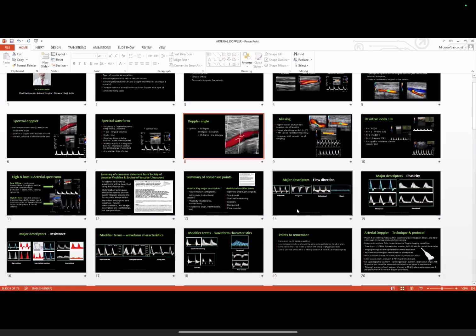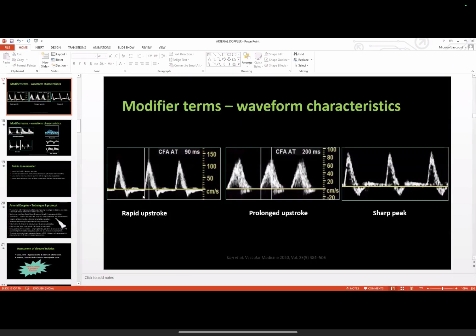Okay, thank you, sir. What is the significance of acceleration time? Right. This is a multiphasic spectrum. There is onset of systole, this is the peak systole, and this is the acceleration time. So the time taken to achieve the peak systole is this much, whereas in this other spectrum the time taken to achieve the peak systole is this much. This is more.